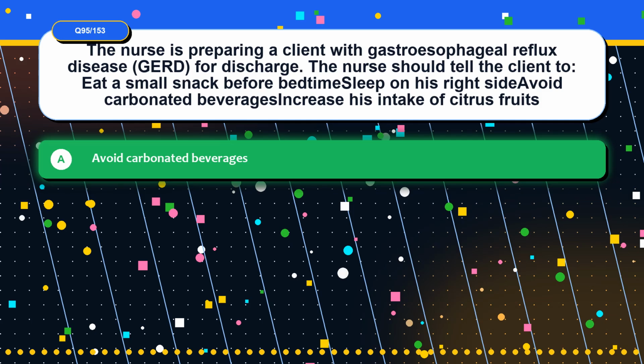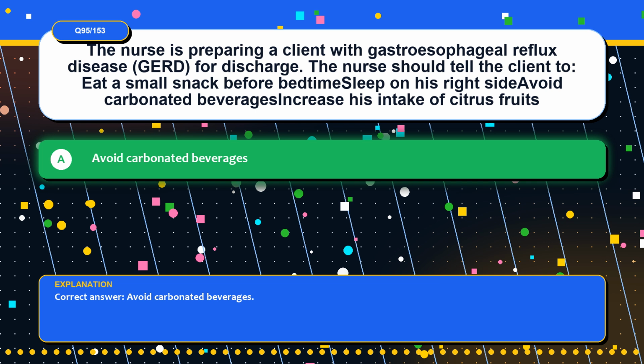The correct answer is option A. Avoid carbonated beverages. Correct answer. Avoid carbonated beverages.